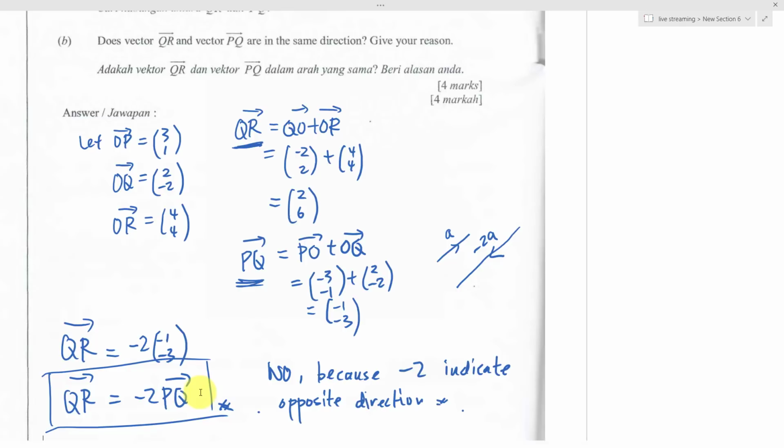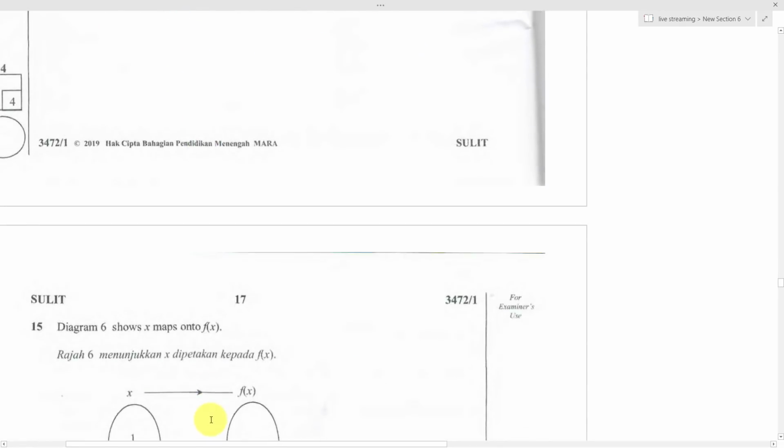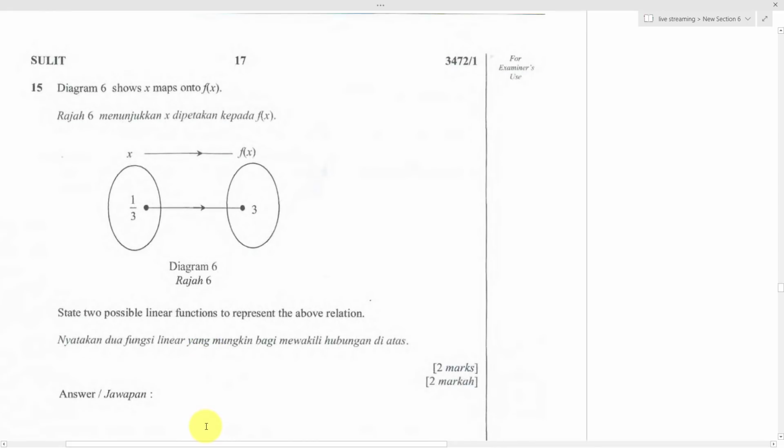Yeah, this kind of question maybe is not so common in SPM, but it's very common in IGCSE. So I actually do this kind of question quite many times before. Alright, this question, they will ask you to state two possible linear functions to represent the above relation. So basically f(1/3) needs to get 3. Then I want to see what equation I should use.